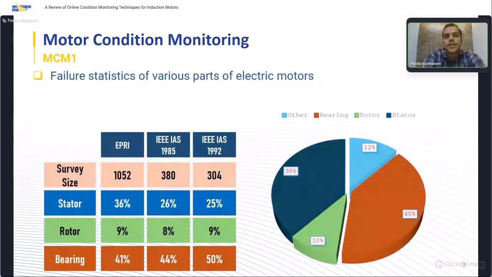Before we move further, let's take a look at some statistics on motor failures. According to studies conducted by EPRI and IEEE, around 50% of motor failures are related to bearings. However, other components such as stator and rotors cause a major portion of failures.